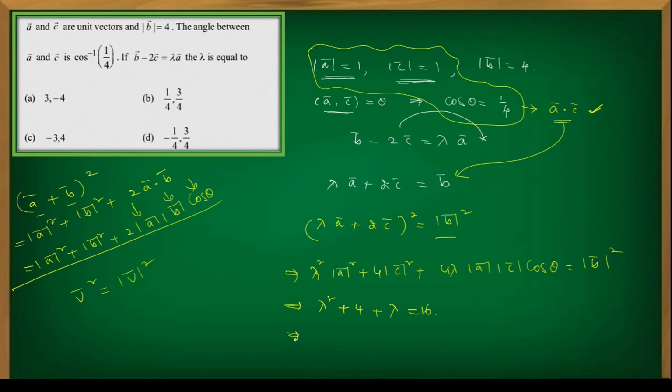So if you write it as a quadratic equation, lambda square plus lambda minus 12 is equal to 0. If you factorize, lambda square, 12 as 4 and 3. So lambda square plus 4 lambda minus 3 lambda minus 12 is equal to 0. So you get lambda values, two possible values. One is 3, the other is minus 4. So lambda is equal to 3 comma minus 4. First option.